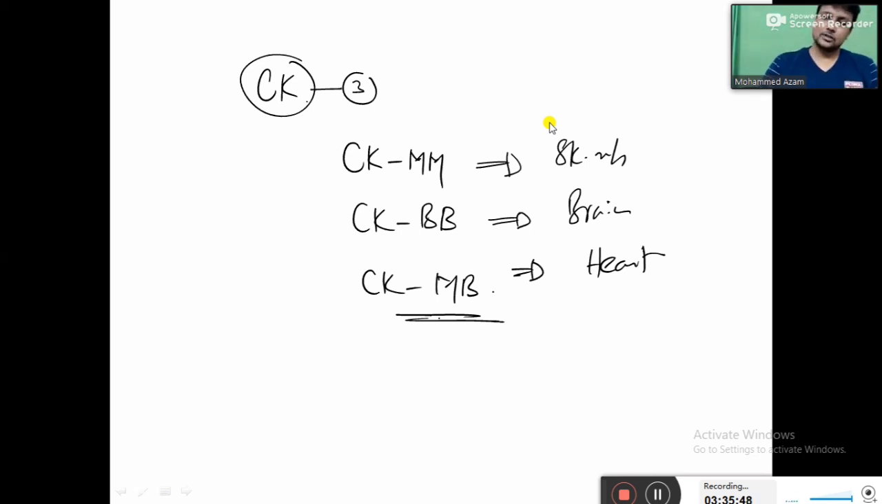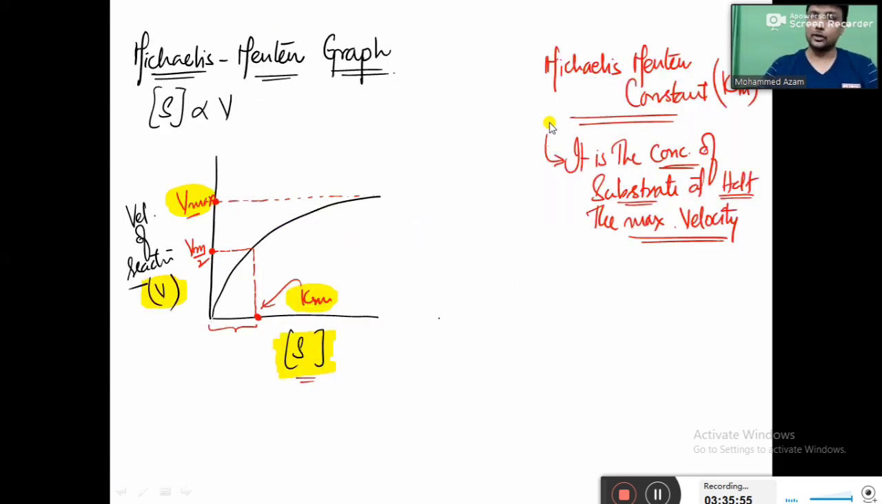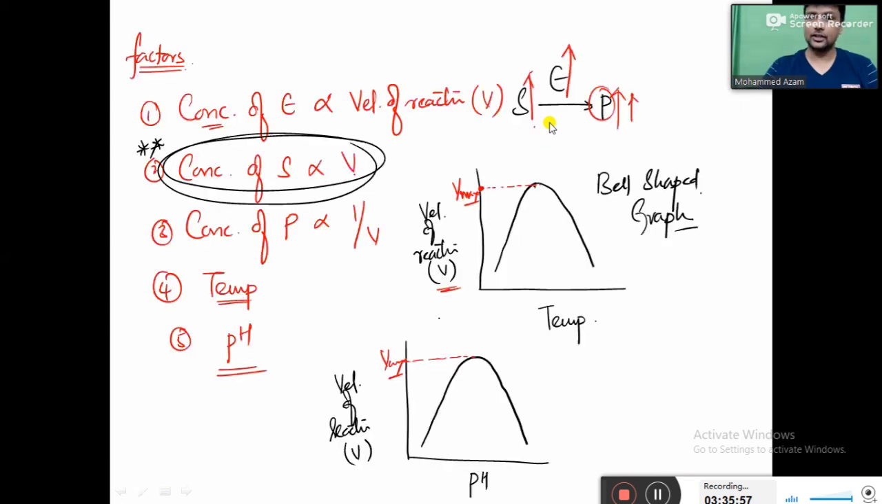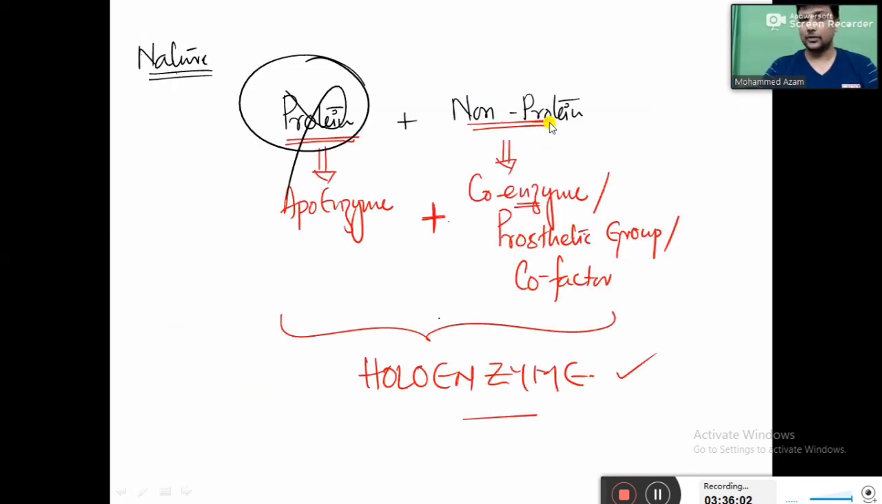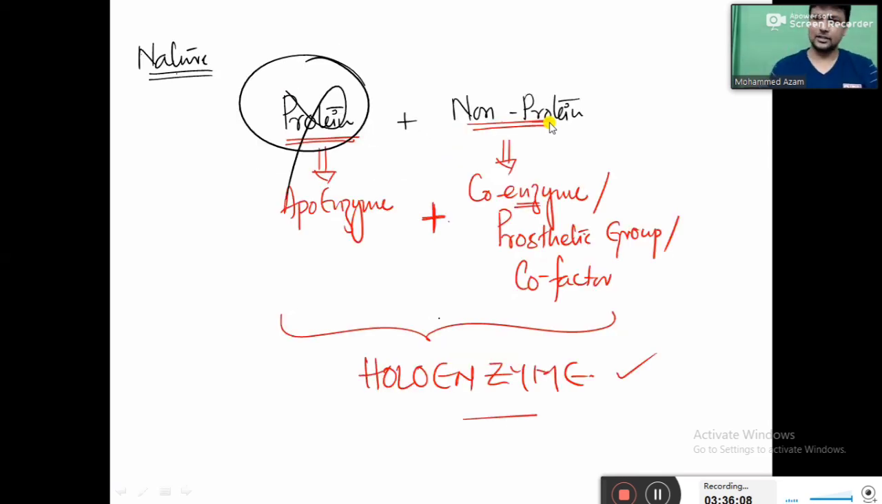Isoenzymes, and then enzyme inhibition: reversible, irreversible, competitive, non-competitive. And then you have to learn about the Michaelis-Menten graph and constant, and all the factors affecting the enzyme activity, the nature of the enzyme, proteins, that is apoenzyme and coenzyme, and lastly the definition. So this is done with the topics. It's a very easy topic.